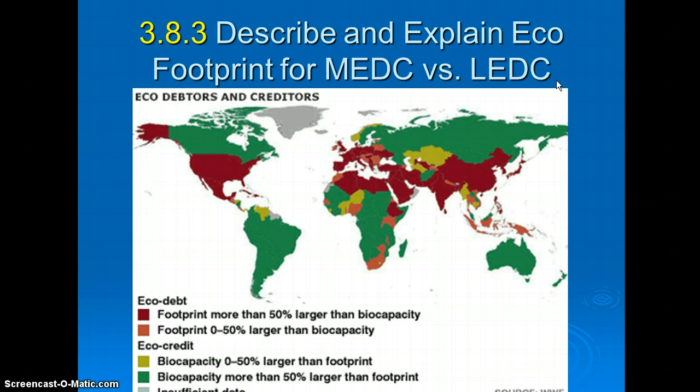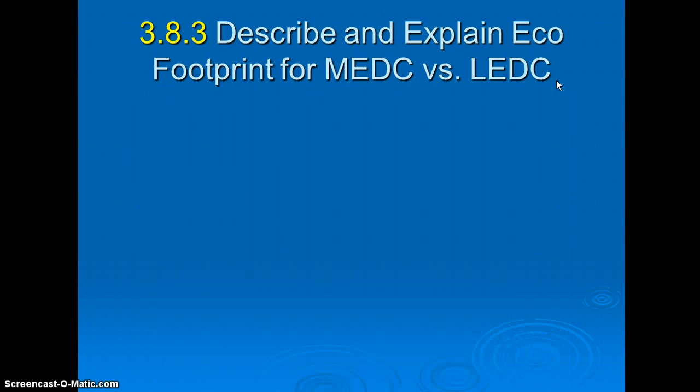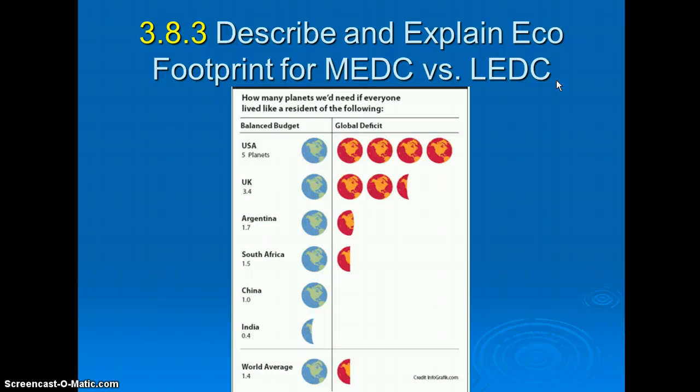So there's this pattern that we can see unwinding here. Furthermore, we could also look at this through the number of planet Earths that would be needed for different places. Notice that the U.S. needs 5 planet Earths. We are 4 over. There's only 1 planet Earth. Versus the LEDC India that we've had case studies about, where they're only using 0.4. So we are essentially taking from some of the more LEDCs as an MEDC.